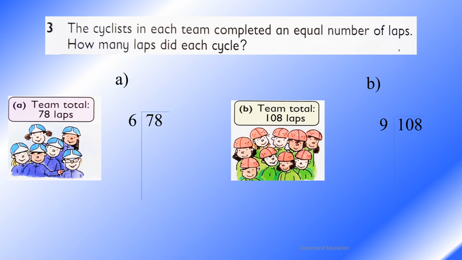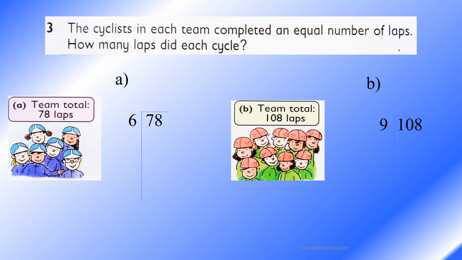Now A, it says the team in total has completed 78 laps. How many members are there in the first team? There are 6 members. 6 members have completed 78 laps. We want to find how many laps one person has completed. To find this, 78, you should divide by 6.